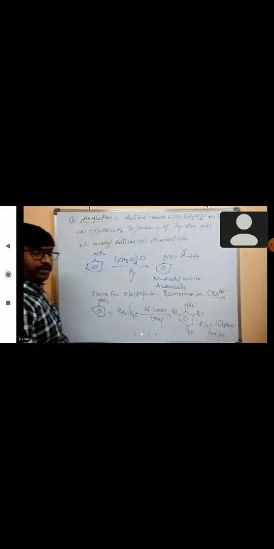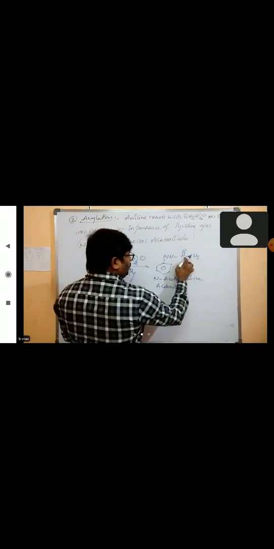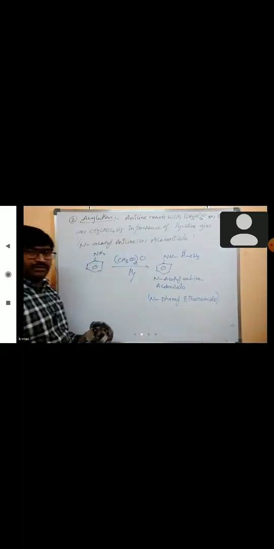See the reaction: aniline in the presence of acetic anhydride (CH3CO)2O and pyridine gives N-acetyl aniline. This is a common name, otherwise acetanilide, also a common name. The IUPAC name of this compound: CH3CONH2 is called ethanamide. So that's why N-phenyl ethanamide is the IUPAC name of the compound.